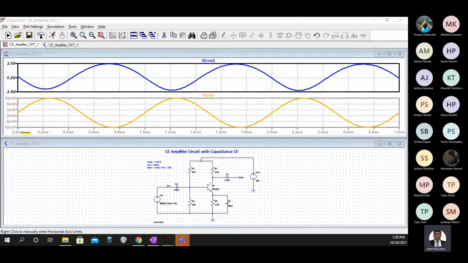Any doubts? Harsh changed the background to white. The waveform is visible, but we have to see with great difficulty. Okay, sir.